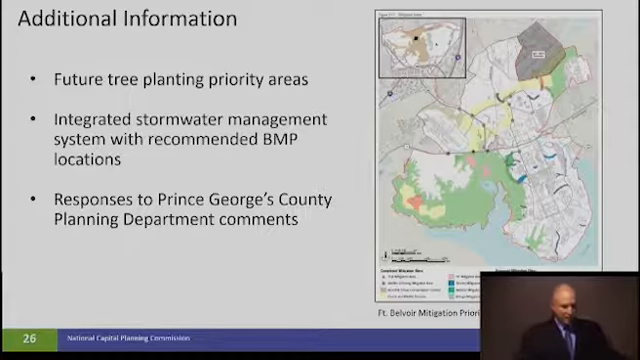Finally, we're requesting some additional information in the final installation development plan to include identification of on-site areas where new tree planting should be prioritized, a more integrated property-wide stormwater management system with recommended bioswale areas, permeable paving, and other stormwater BMPs, as well as an exploration of whether the detention pond can be collectively replaced through potential stormwater site improvements. And lastly, responses to each Prince George's County Planning Department comment, which were received through our referral process.